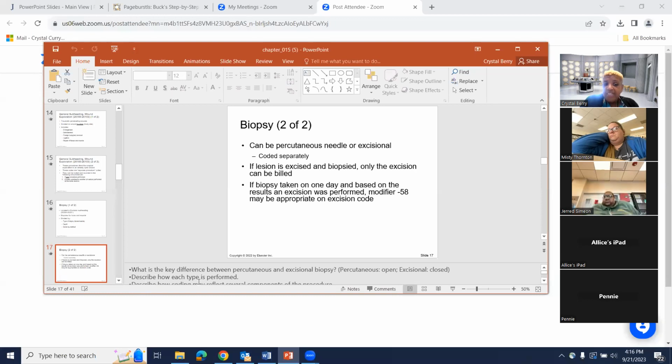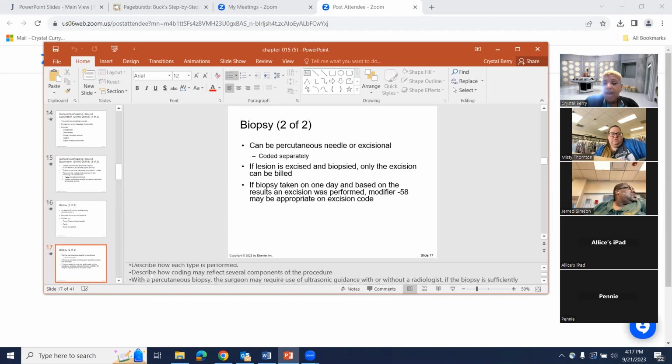It says, what are the key differences between percutaneous and excisional biopsy? Look at the difference. Percutaneous is closed. Excisional is open. Describe how each type is performed. Describe how coding may reflect several components of the procedure.